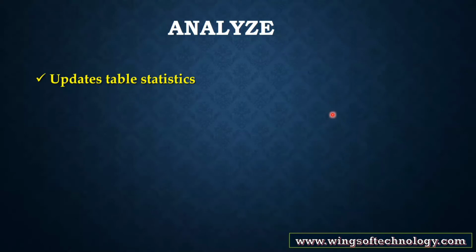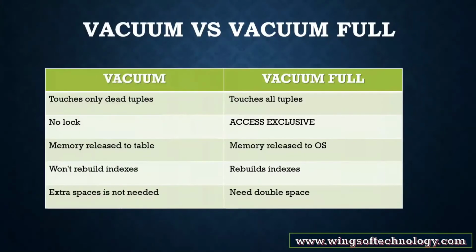Now we'll move on to the next one. Anyway, we have seen the differences in detail between vacuum and vacuum full, and I captured them again to give you the overview between these two, and when we should use vacuum and when we should go with vacuum full. Those details I captured here. If you see the first one, vacuum touches only dead tuples. It removes only dead tuples, but it won't touch other tuples. But when it comes to full, it touches all the tuples.